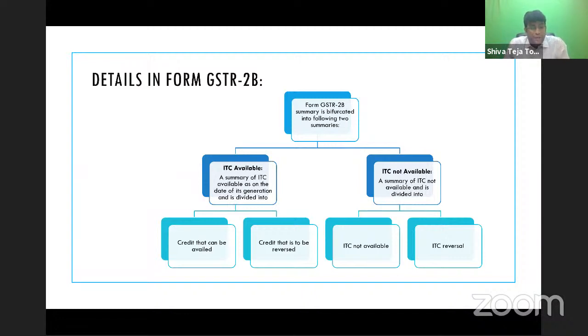One question from our friend. Sir, what is the difference between claim credit and utilize credit? Claiming credit means we are just claiming the credit, and utilizing credit means we are using that credit for the purpose of payment of output tax. When we use that credit for payment of output tax, that is what we call utilization of credit. Claiming credit means we have claimed the credit and now the credit will come and sit in the electronic credit ledger. When you utilize it, it is called utilization of credit.